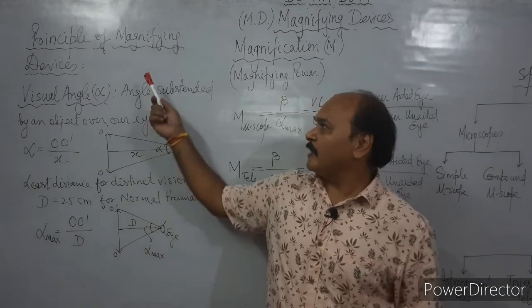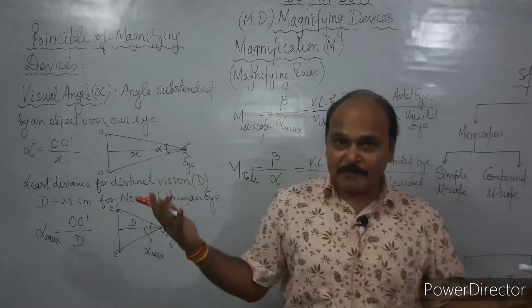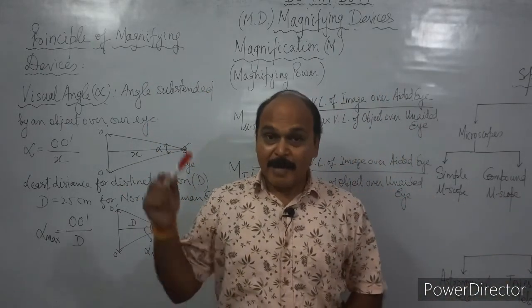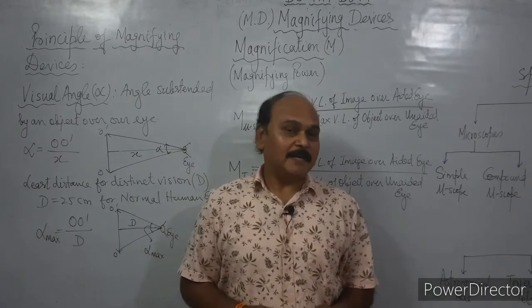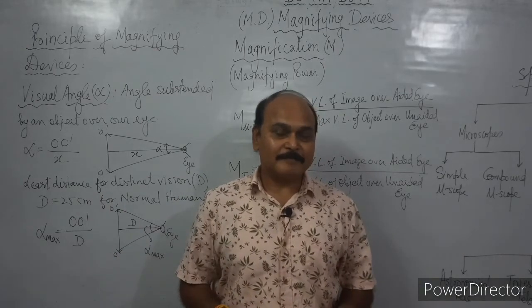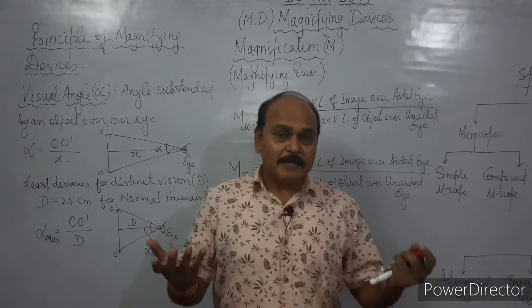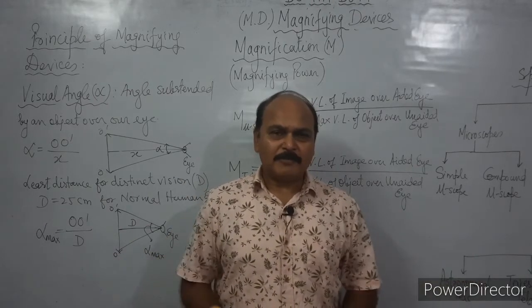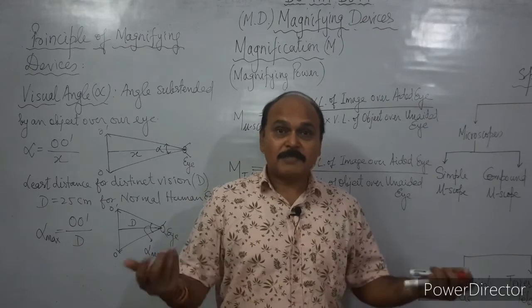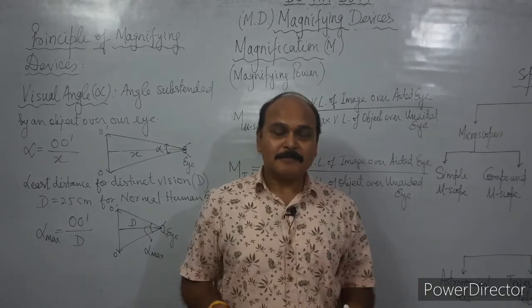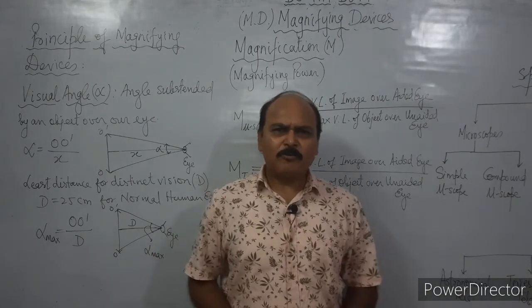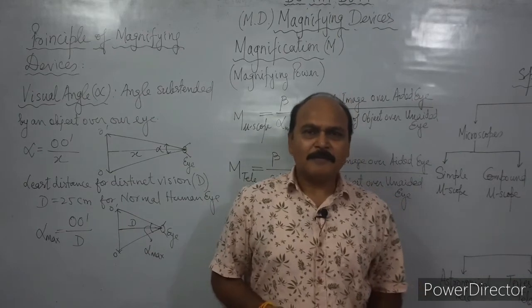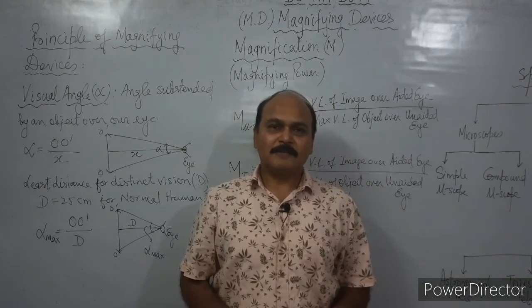All magnifying devices, as obvious from the name itself, are the devices which help us see an object bigger. Why do we need to see an object bigger? The reason is straightforward. The object looks smaller to us. Why does an object look smaller to us? There are two reasons to it.